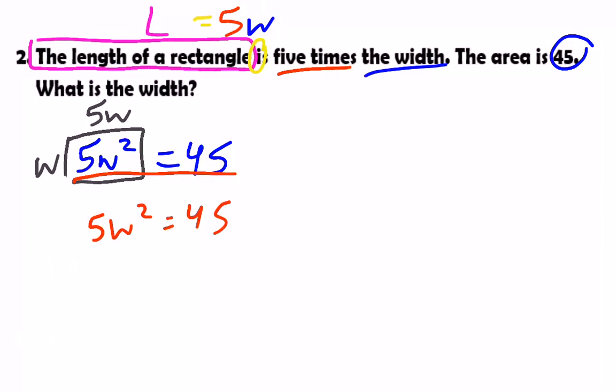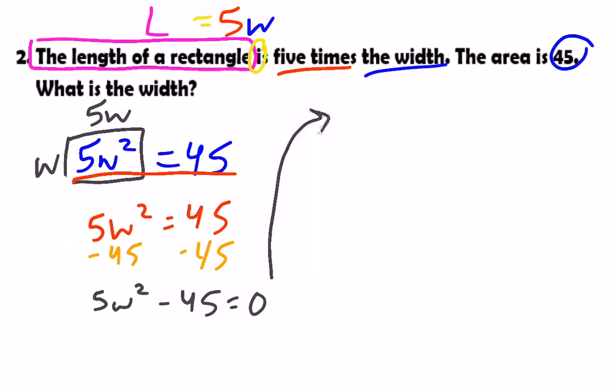Now it's ready for me to solve by factoring. So to solve by factoring, it needs to be equal to 0. It's not equal to 0, it's equal to 45. So we're going to subtract 45 from both sides, which gives me, since they're not like terms, 5w squared minus 45 equals 0. Once again, we're just going to come up here into this problem.